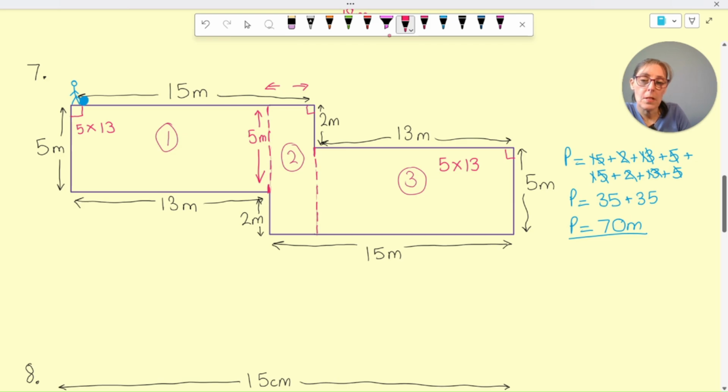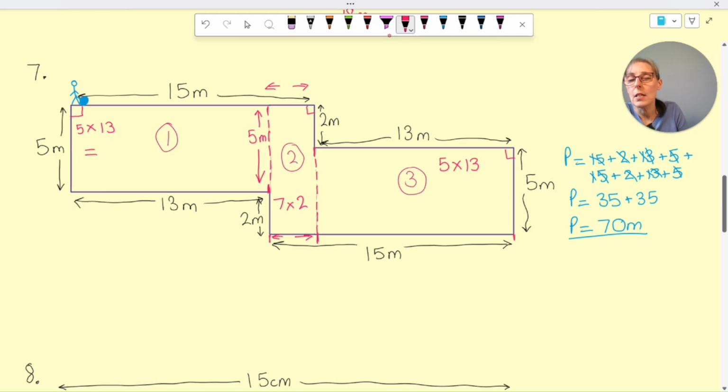So 5 plus 2 equals 7. So that must be 7 multiplied by something. But what's this length here? From here to here is 15, and from that place to that place is 13. So that must be 2. That would make sense, wouldn't it? 15, 13, 14, 15, yeah. So I think that's 7 times 2.